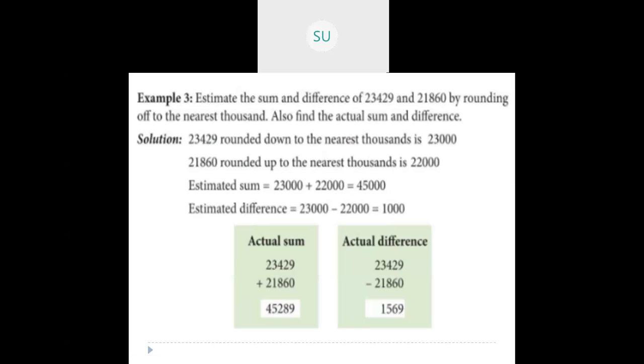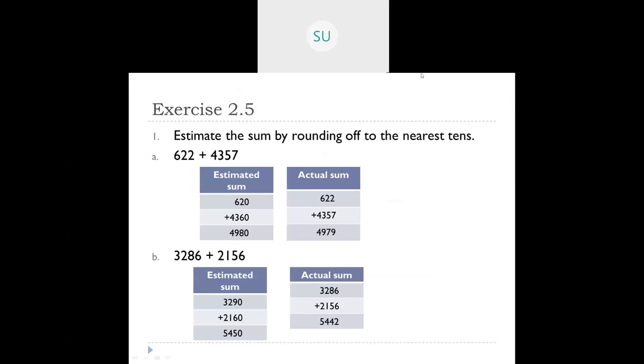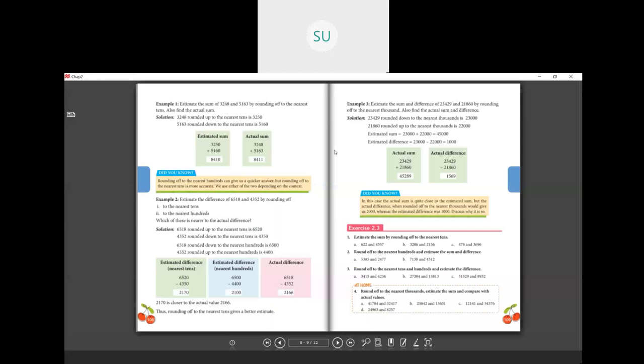So this is how you find the estimate of the sum and difference of numbers. Now we'll see a few problems which are there in your textbook. Exercise 2.3 on page 109. You have 4 questions over here. We'll solve the first 3 questions, and question 4 will be for your homework. So let's start with question 1.